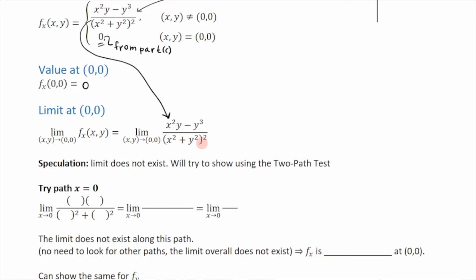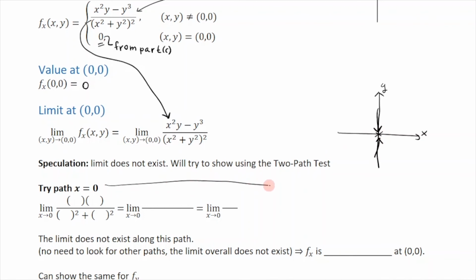Okay, so for this one, I'm going to speculate that the limit doesn't exist, and I will try using the two-path test to show it. I will plug in x equals 0 for the path. Again, the path x equals 0 is one of the paths that are converging on the point of interest.